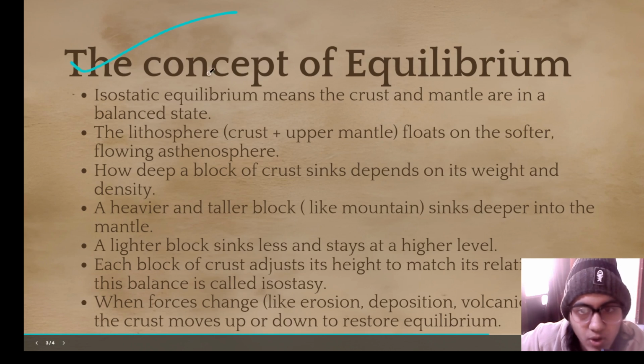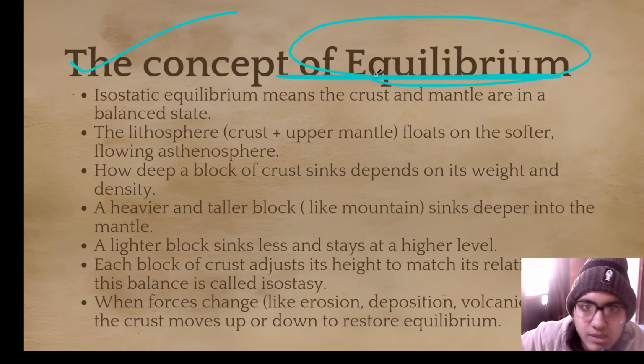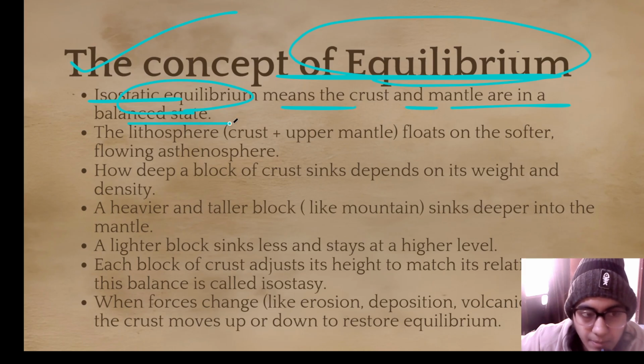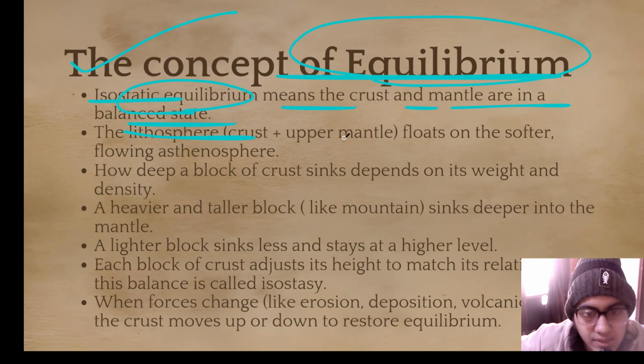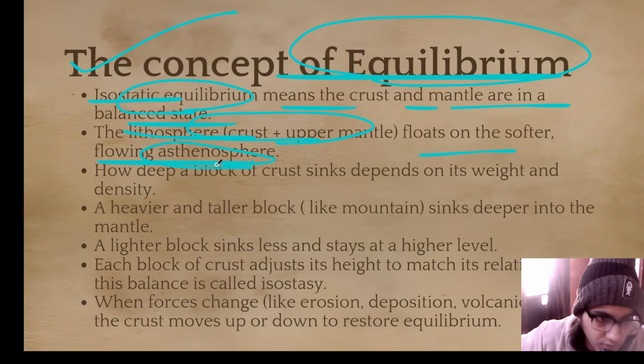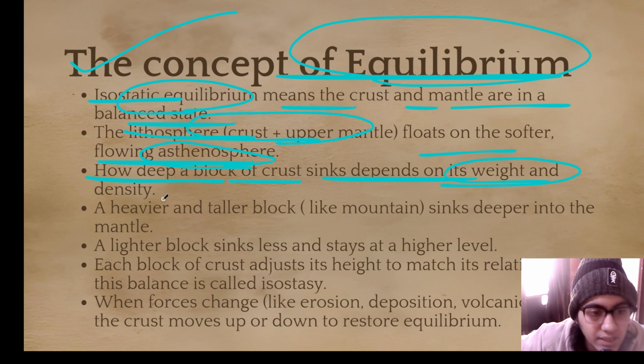Now the concept of equilibrium. Equilibrium is like a balanced state. Isostatic equilibrium means the crust and mantle are in a balanced state, like the lithosphere and the asthenosphere are in balance. The lithosphere, containing the crust and upper mantle, floats on the softer flowing asthenosphere. We know that. How deep a block of crust sinks depends on its weight and density.